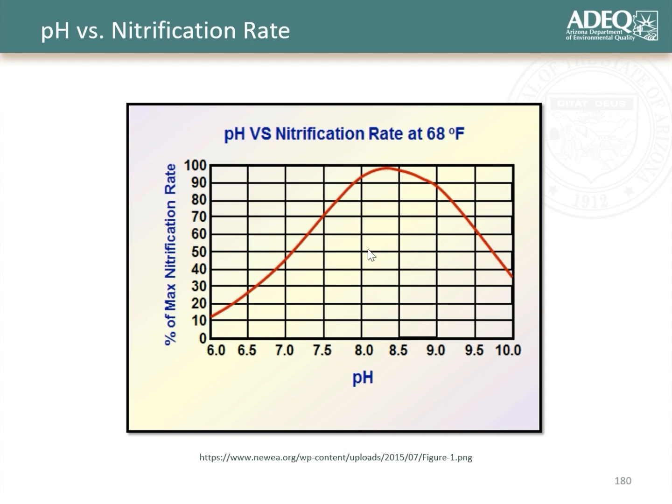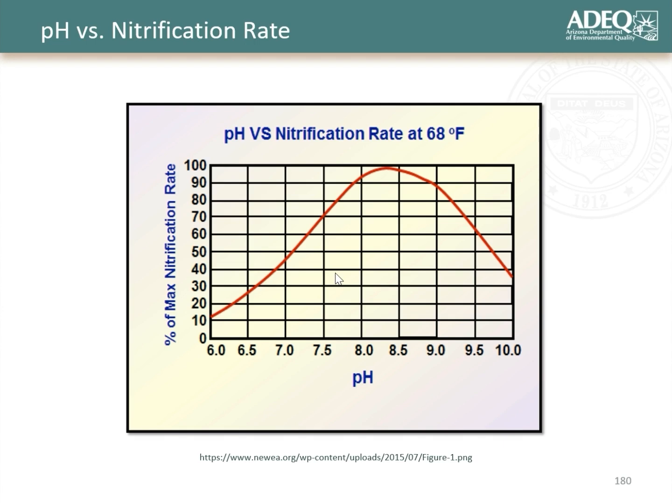This graph shows on the y-axis how efficient the nitrifying bacteria are, up to 100% efficient, at different pH ranges. As you can see here, right around 8.2 is the sweet spot for nitrifying populations. They like to be in that range. If you get a little bit too low, the efficiency drops off. Get a little bit too high, efficiency also drops off. Now, what this shows is they're about 50 to 45% efficient at a pH of 7.